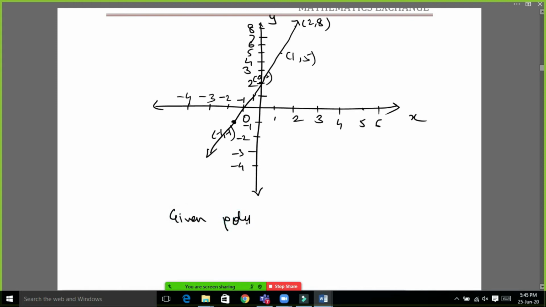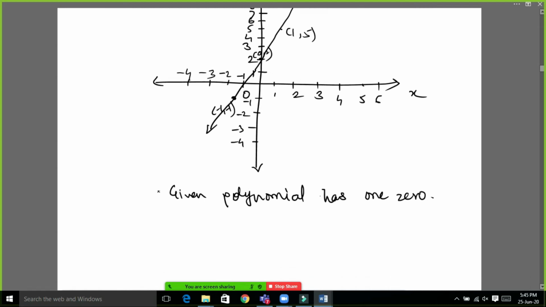So given polynomial has 1, 0. Why does it have 1, 0? Because this line intersects the x-axis at a single point. So this is the first thing that we can conclude, this is actually the second thing. First thing, since the graph is a straight line, the given polynomial is a linear polynomial.